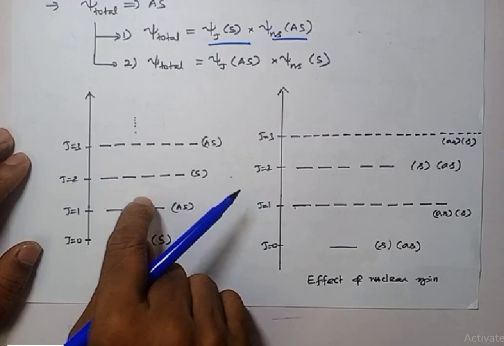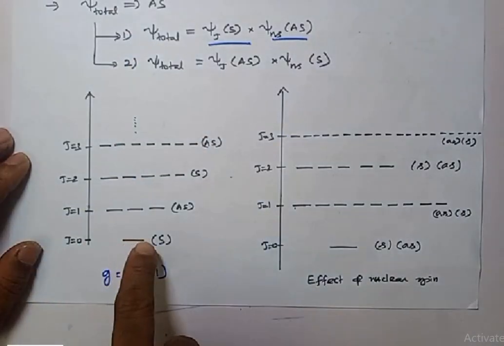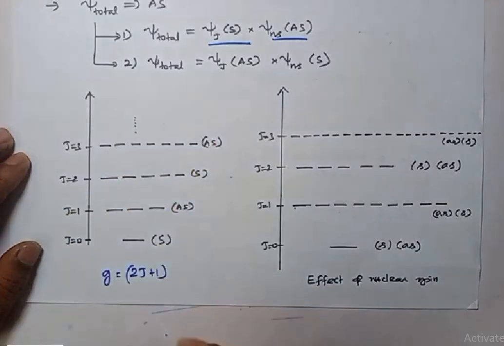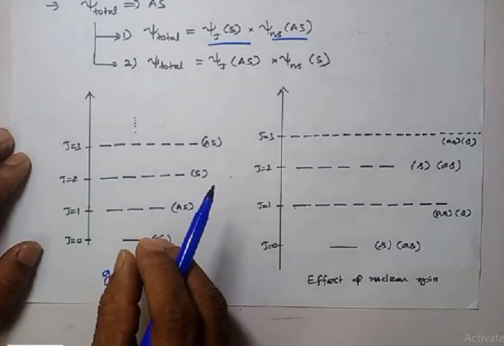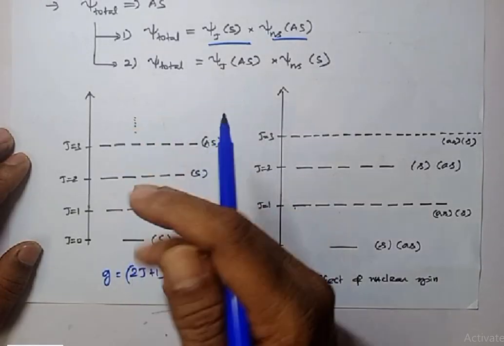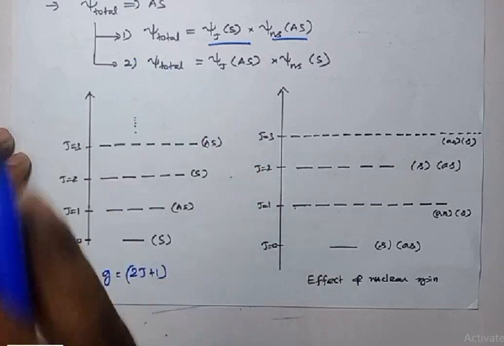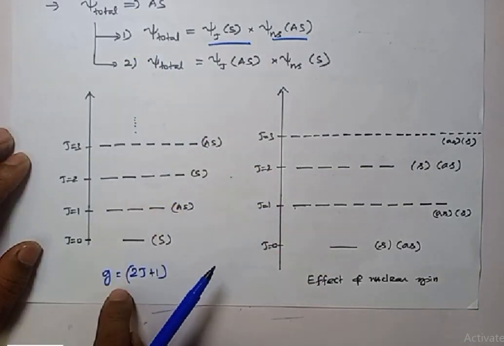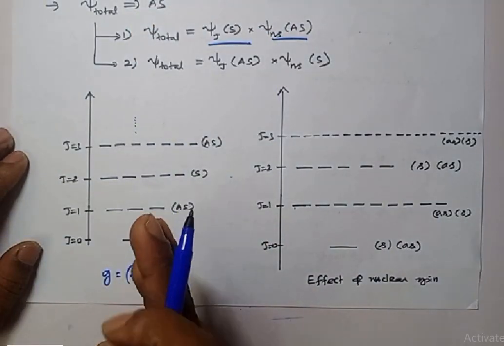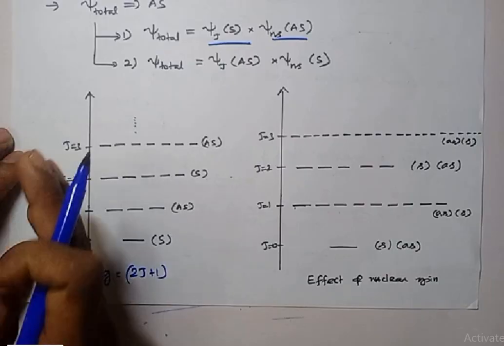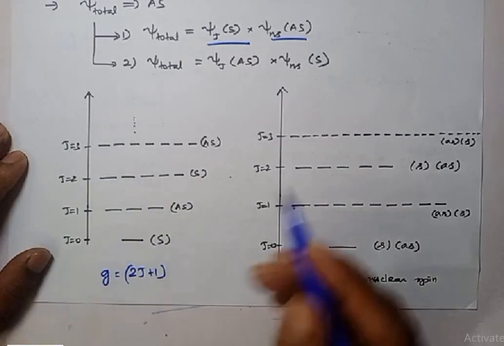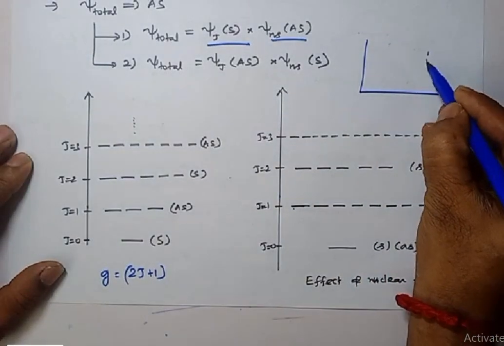Listen, if transition takes place from 0 to 2, that line will appear with less intensity because I have only one state, so population will be less. If transition takes place from 1 to 3, it will show a little higher intensity because I have 3 states. 2 to 4 will give a little higher intensity. So from 0 to 2, to 1 to 3, to 2 to 4, the intensity is supposed to increase, right? We should get a spectrum of this kind.